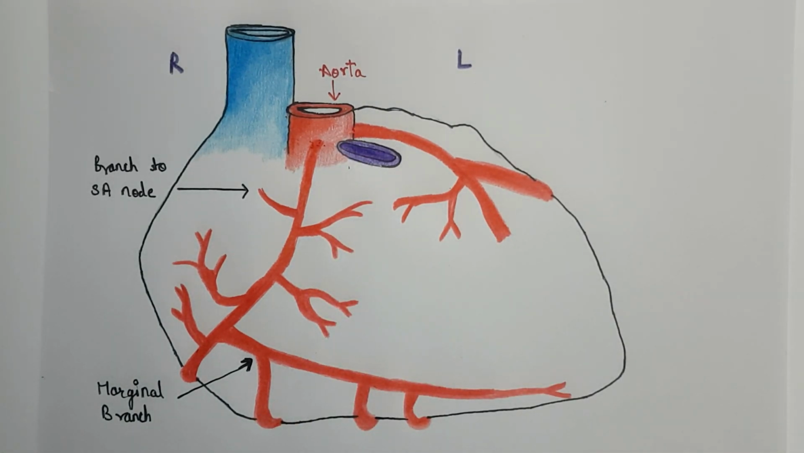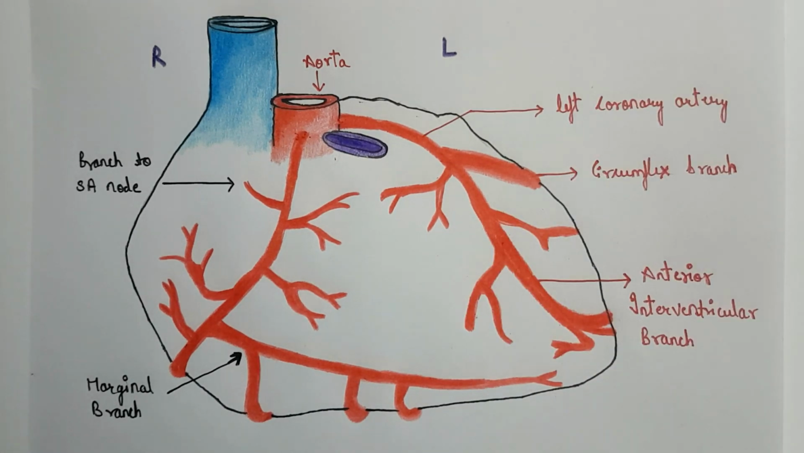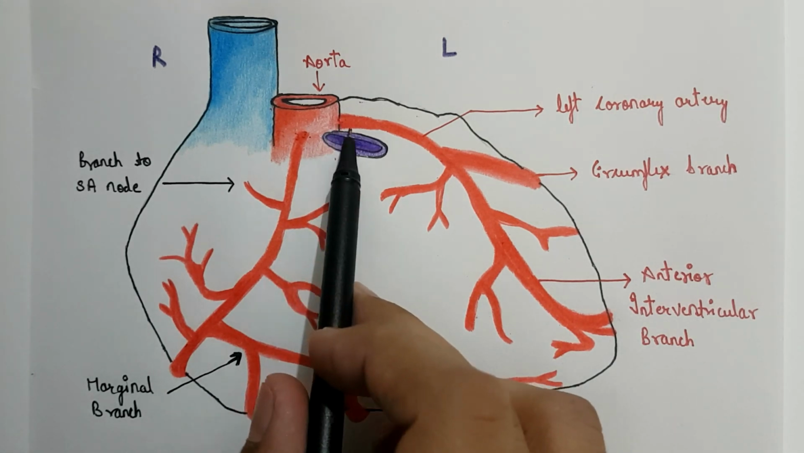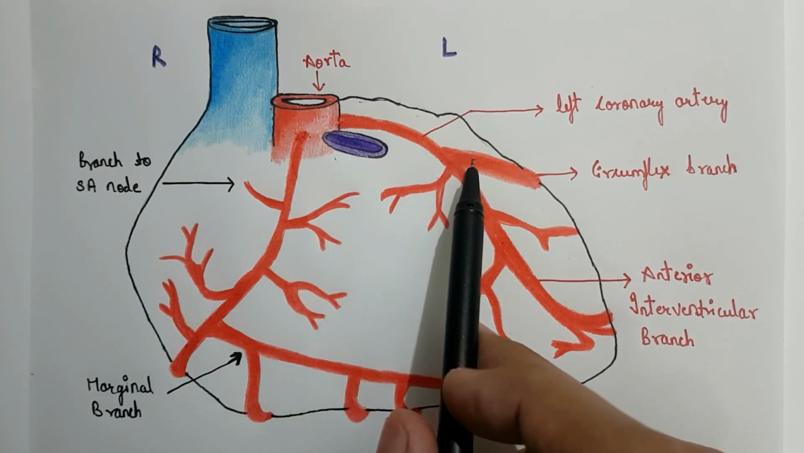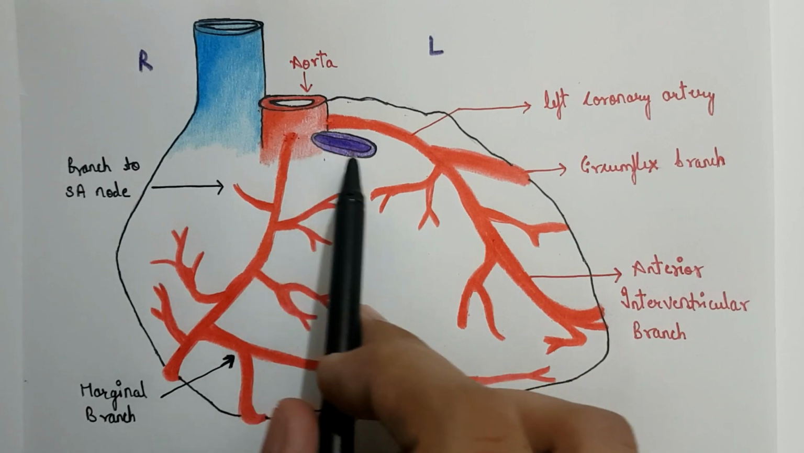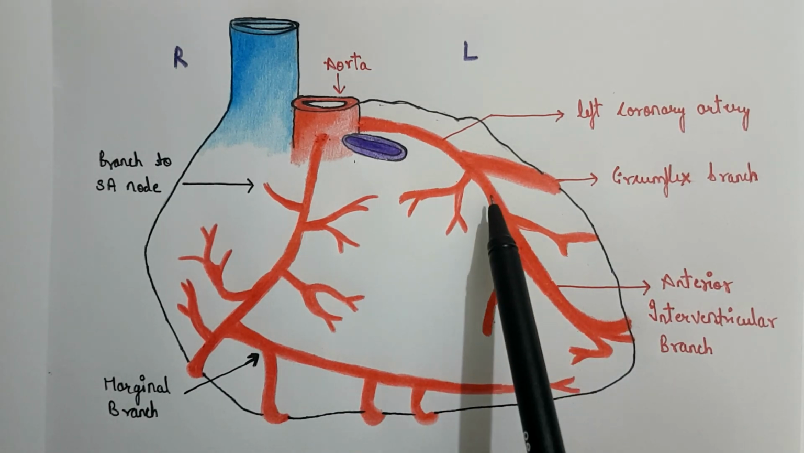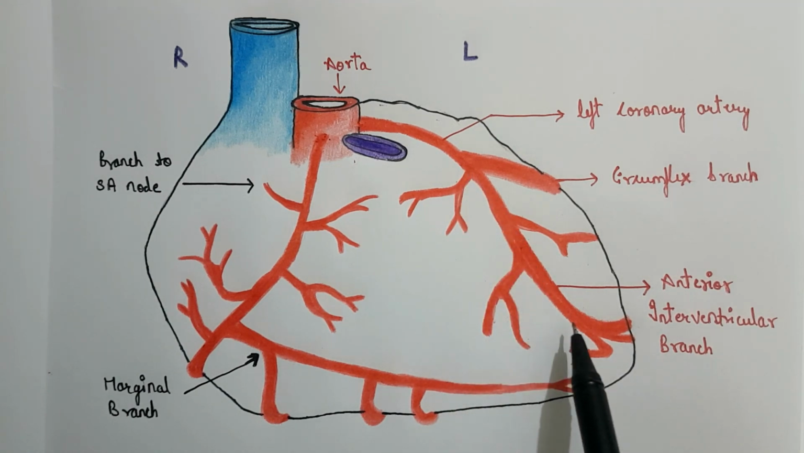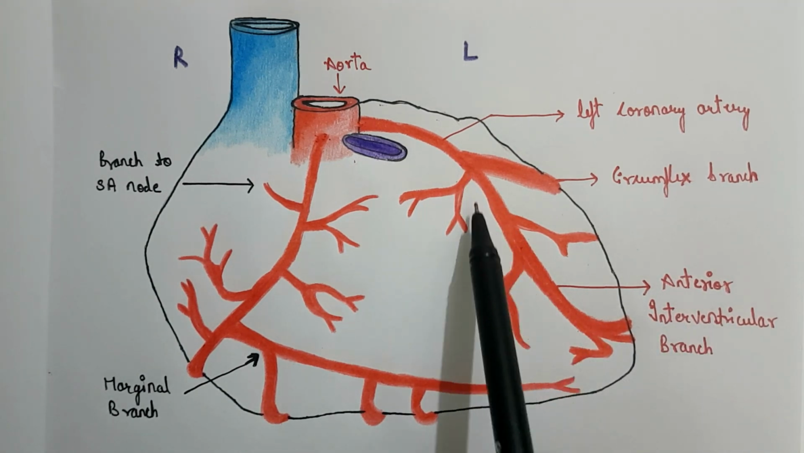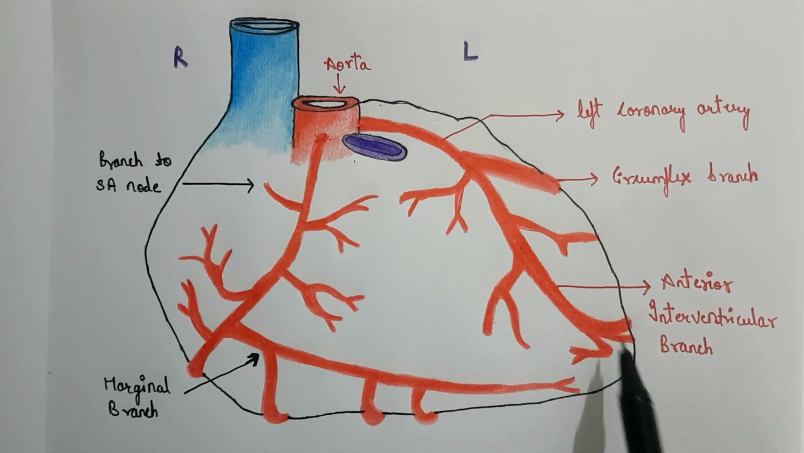Now let us talk about the course and termination of the left coronary artery. After its origination from the left posterior aortic sinus of the ascending aorta, the left coronary artery moves forwards towards the left side, in between the pulmonary trunk as well as the left auricle. Here it gives a very large branch known as the anterior interventricular branch, which lies in the anterior interventricular groove.